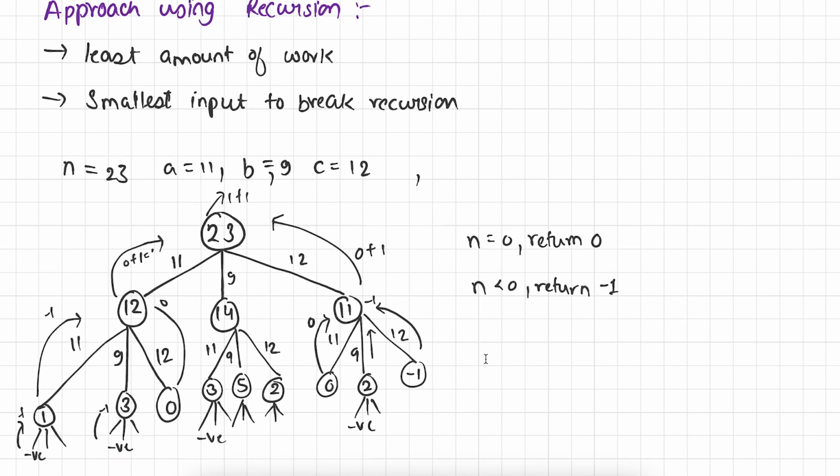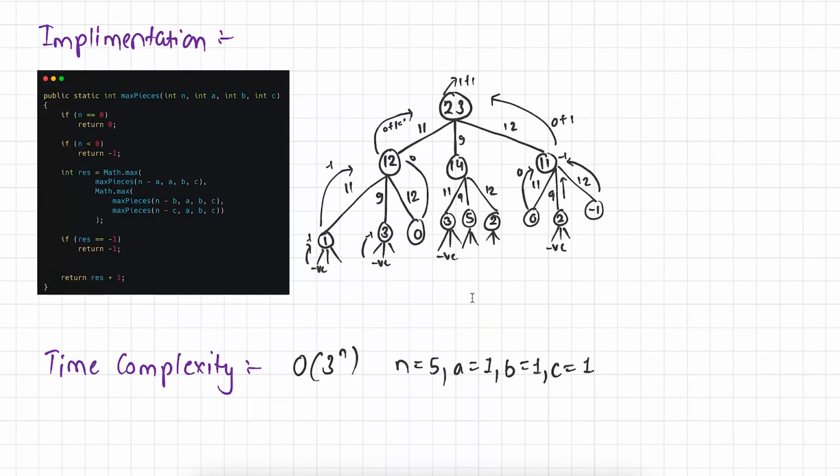So guys, I hope you understood this approach really well. So let me recall once again. The least amount of work we can do is just to make 3 cuts on this rope. Then we have to follow the same process on the remaining ropes. And the second thing is the smallest input we can pass to the recursive function to break the recursion: if rope size is equal to 0, then we simply return 0, and if rope size is less than 0, then we simply return -1. So now let's move on to the next section where we see how to implement this recursive approach.